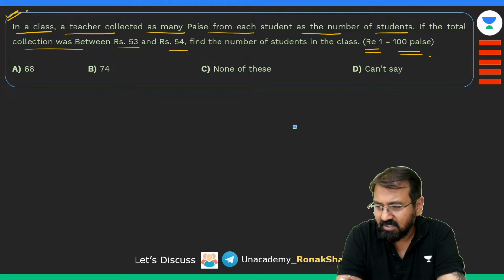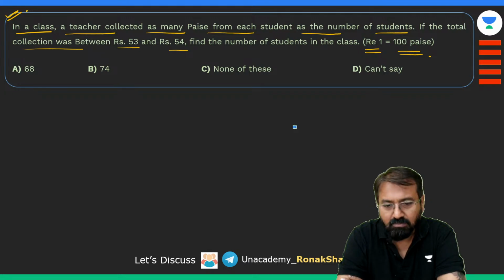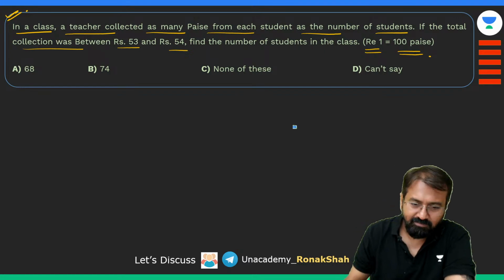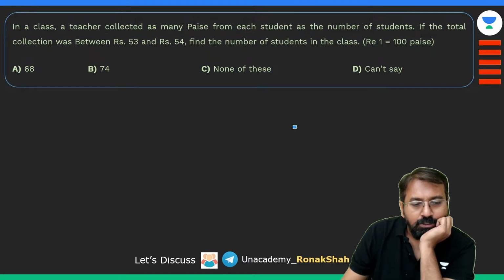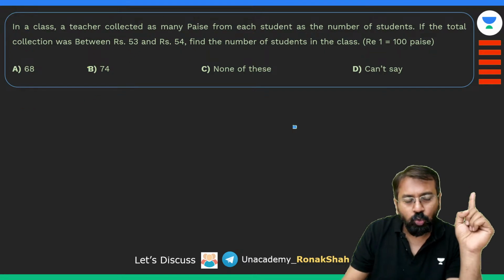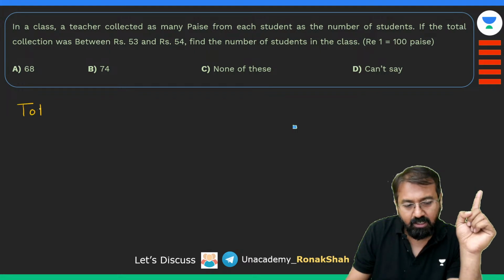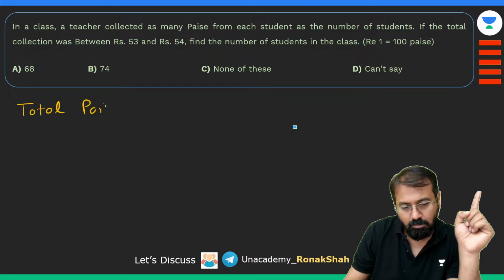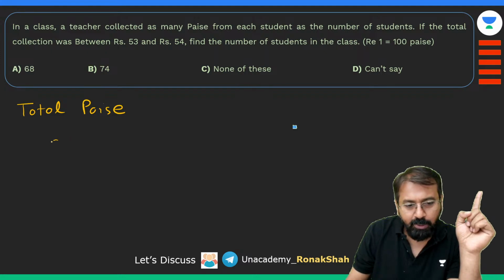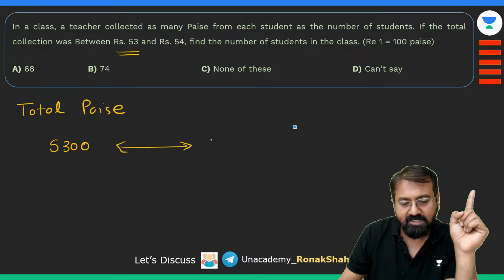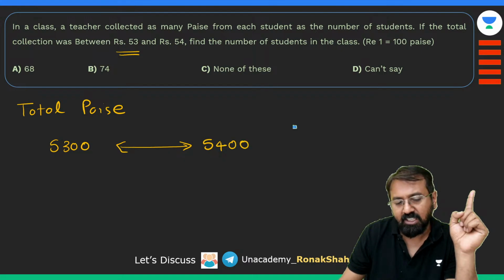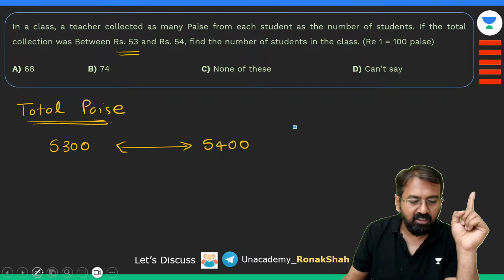Guys, what value are you getting? So please understand. See, total paise. Can I say it should be between 5300 and 5400? Because 53 rupees means 5300 paise and 54 rupees means 5400 paise. Are you getting this point?